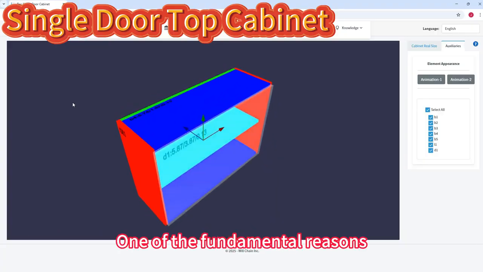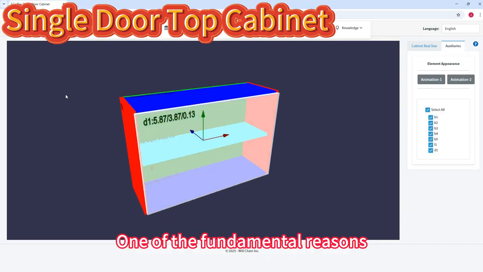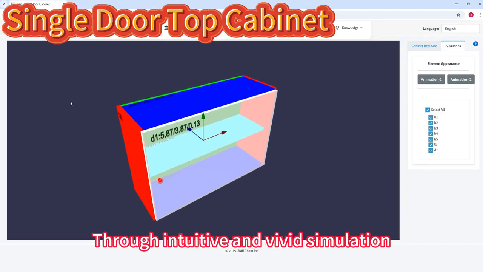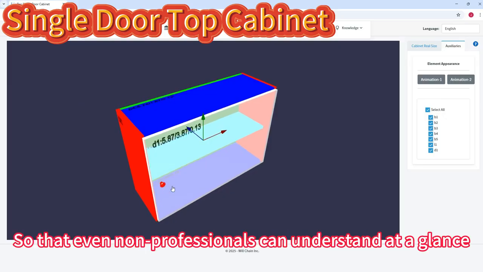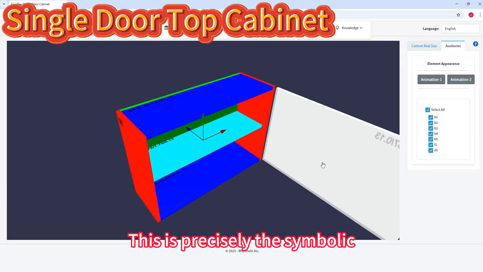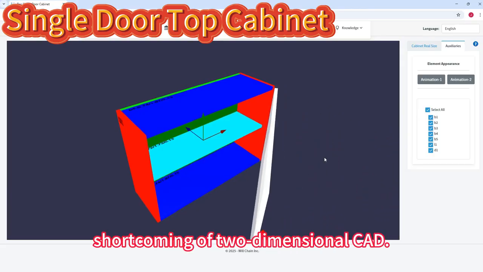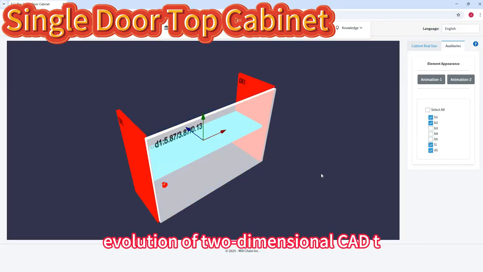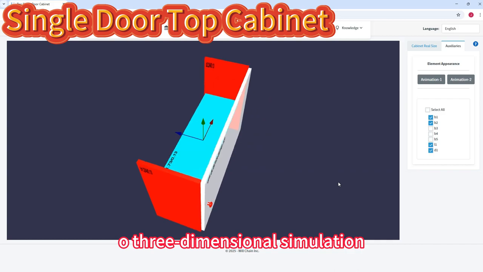One of the fundamental reasons why 3D CAD replaced 2D CAD is that, through intuitive and vivid simulation, even non-professionals can understand at a glance. This is precisely the symbolic shortcoming of two-dimensional CAD. Difficulties in understanding led to the inevitable evolution of two-dimensional CAD to three-dimensional simulation.